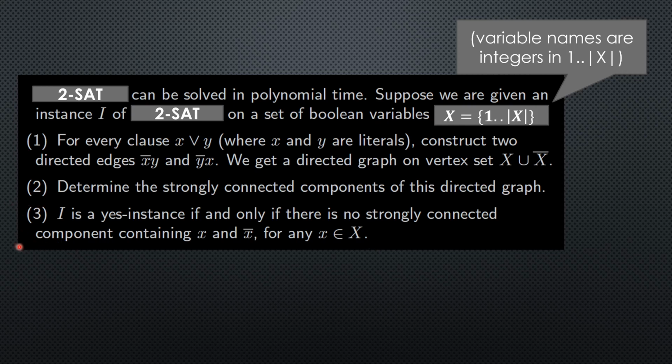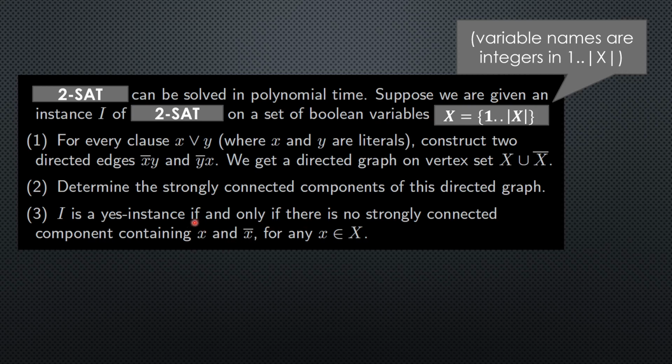I'm not going to do a proof or anything. Let's just do this intuitively. So if there is a variable x that's in the same strongly connected component as not x, then we know there's a path from x to not x, and we know there's a path from not x to x. That means there's no way to assign x to satisfy the Boolean formula. So that gives us the only if. I is a yes instance only if there's no x in the same strongly connected component as not x.